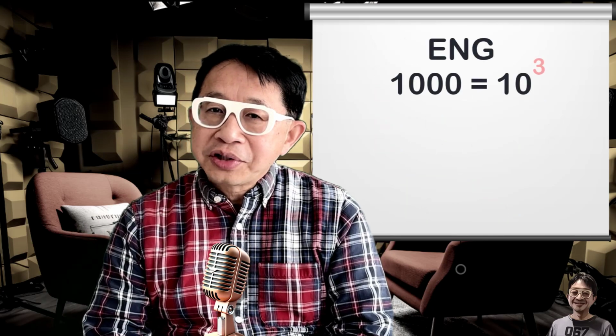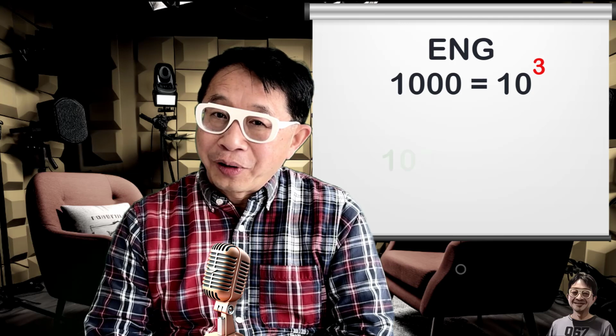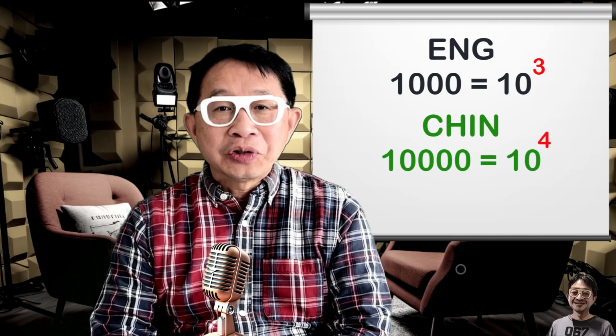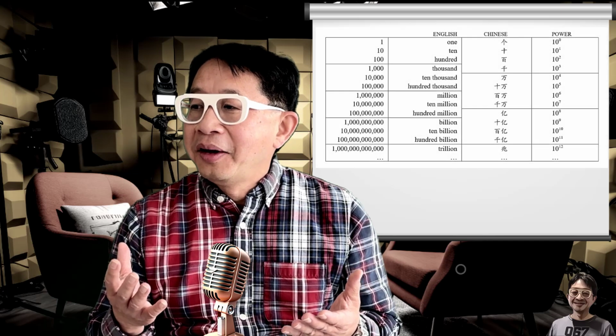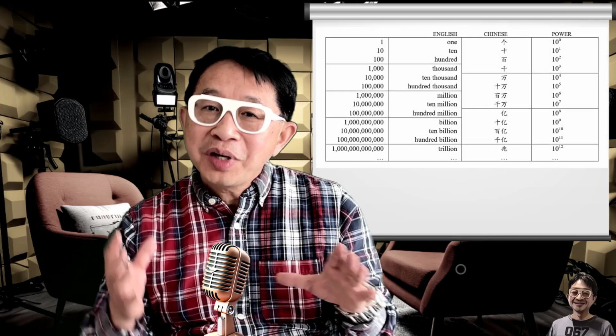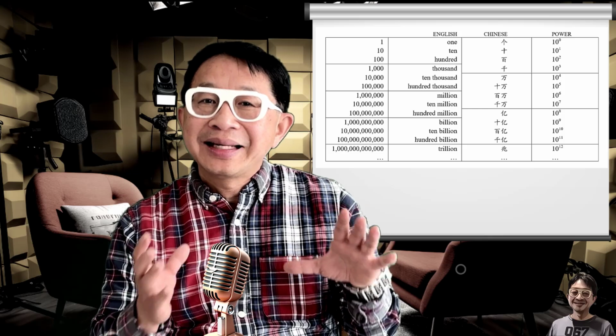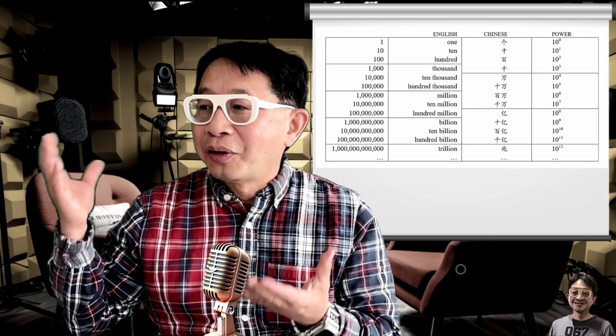So English introduces new units every 10 to the third power, whereas Chinese introduces new units every 10 to the fourth power, as you can see from this chart over here. So from this chart, you can see that there are mismatches between the English units and the Chinese units when it comes to larger numbers.